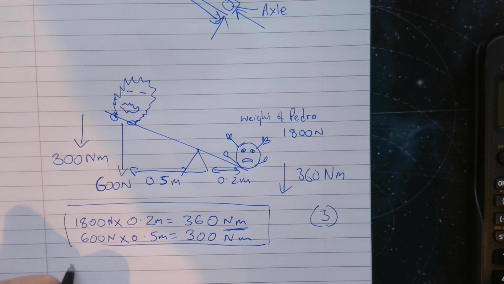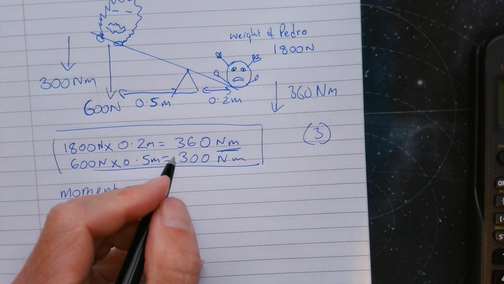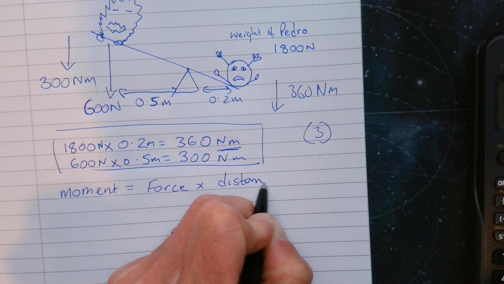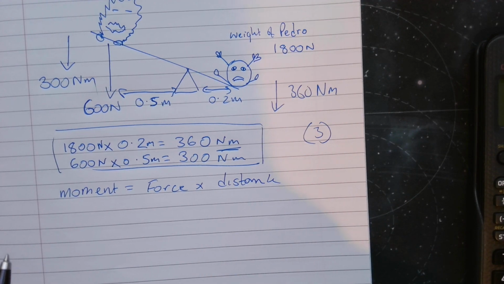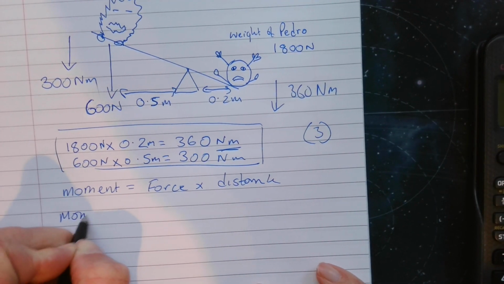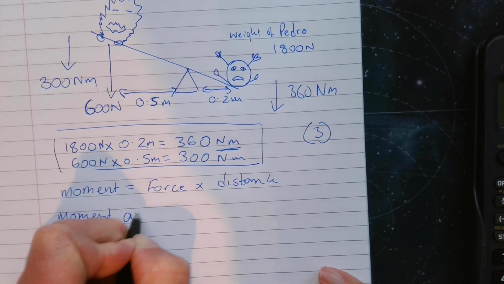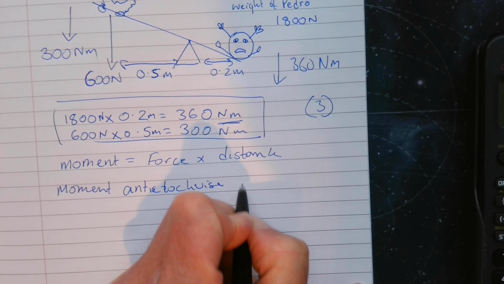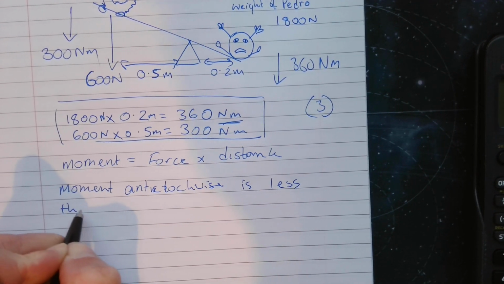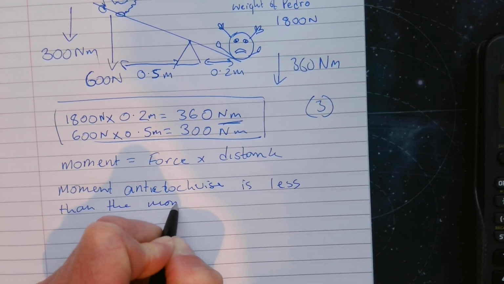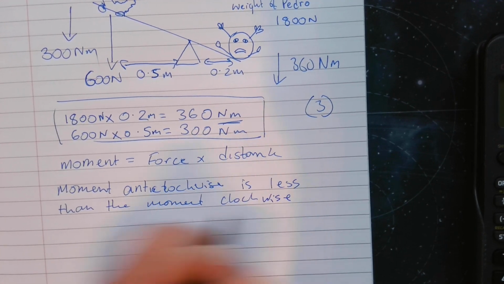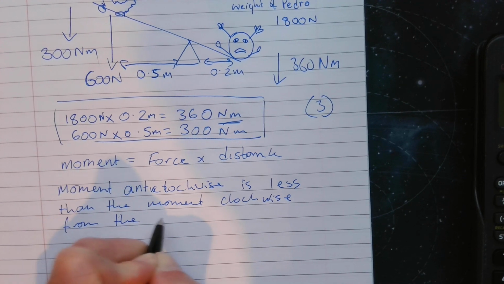Our moment was equal to our force times distance. And then we did that calculation, and so the moment anti-clockwise is less than the moment clockwise from the rock Pedro.